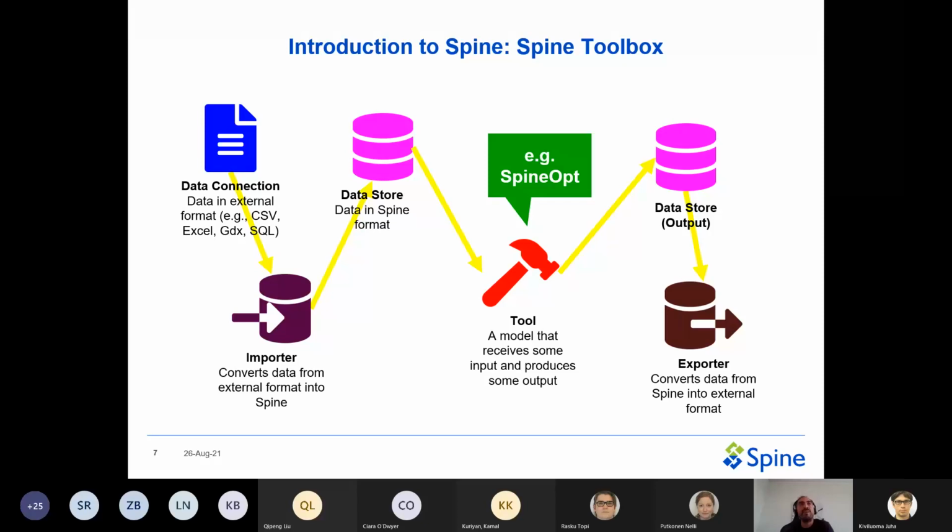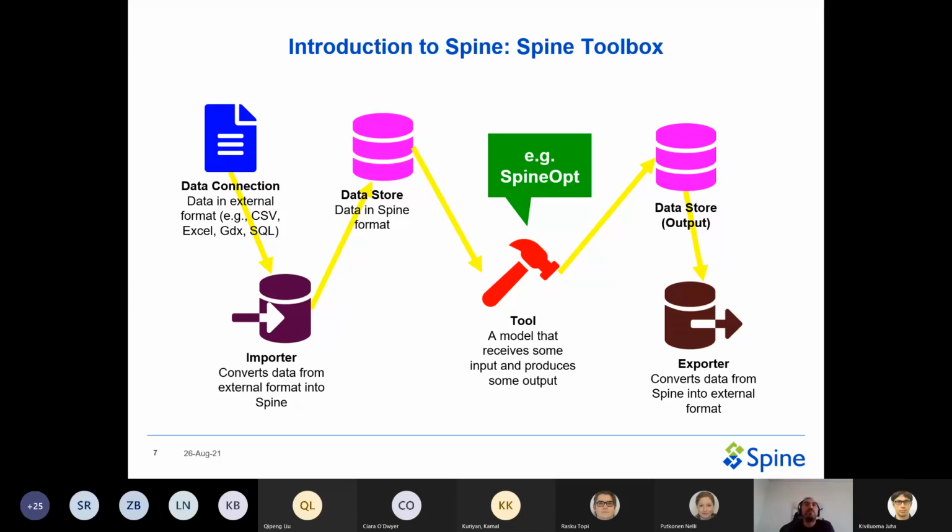You have your data here, and you have this arrow that goes into this hammer, which is a tool. It's basically something that does a computation on data. In practical terms, it's like a script, a programming script that you write, and you call your model from that script. And then it writes results to another data store, which is at the output of this tool. So there's an arrow going in this direction as well. This is the basic workflow that we have.